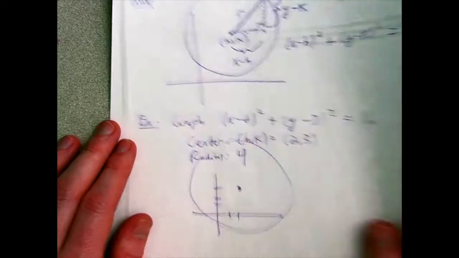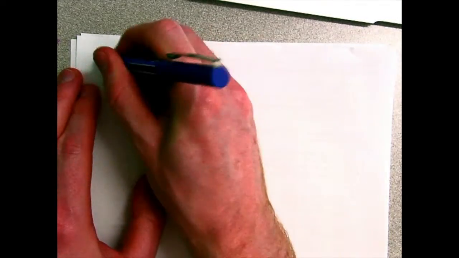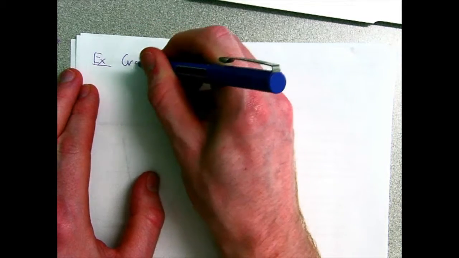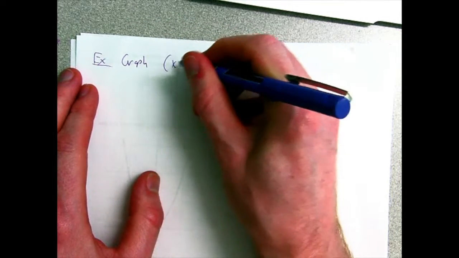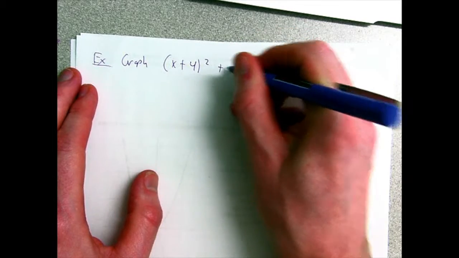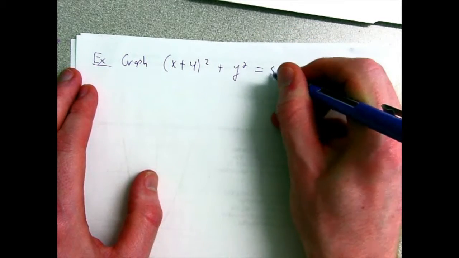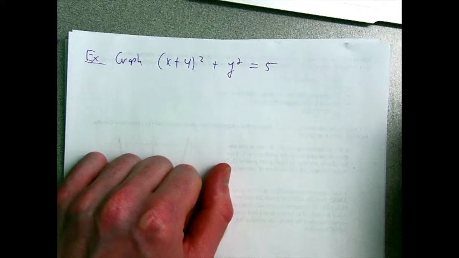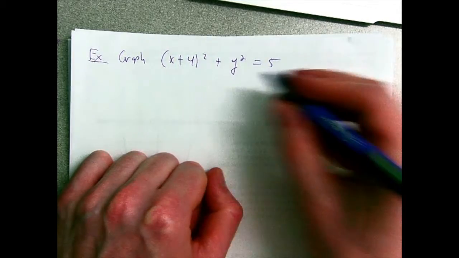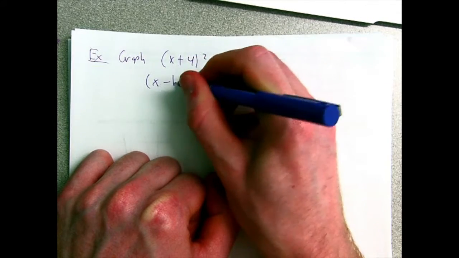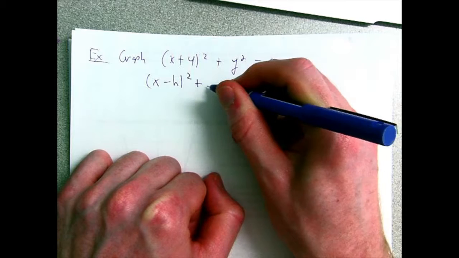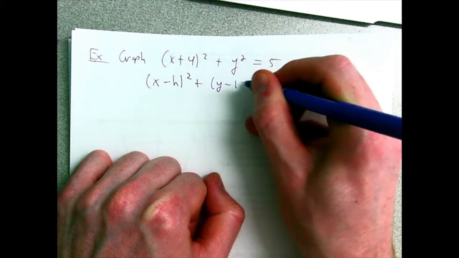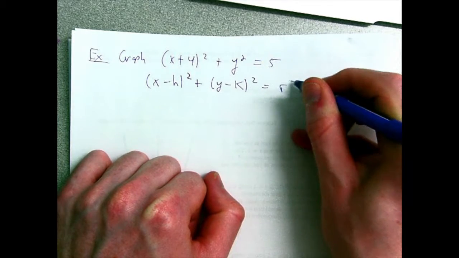Okay, I'll make it just a little bit more interesting. Let's consider the equation: graph (x plus 4) squared plus y squared is equal to 5. It's a little less obvious what things mean here. If you compare this to the general form of the circle, (x minus h) squared plus (y minus k) squared is equal to r squared.